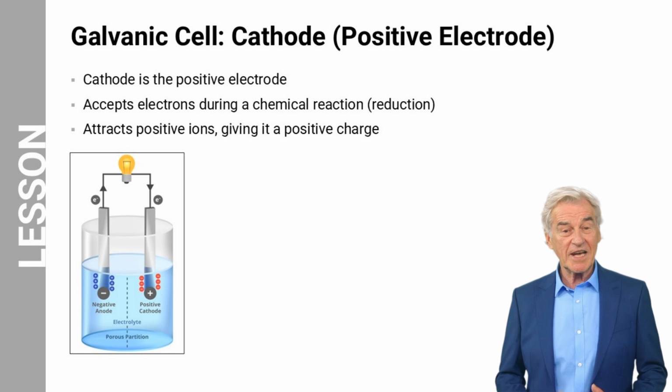The cathode attracts positively charged particles called cations. These positive particles, which gather at the cathode, give it an overall positive charge. Because the anode is negative and the cathode is positive, there's a difference in charge between them, which creates an electrical potential, like the two ends of a battery.